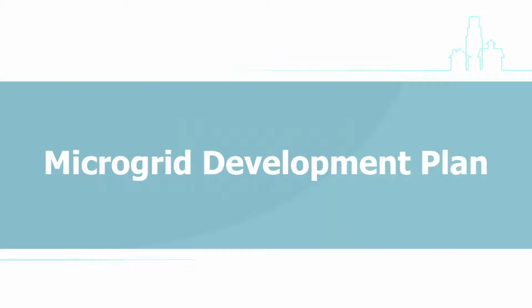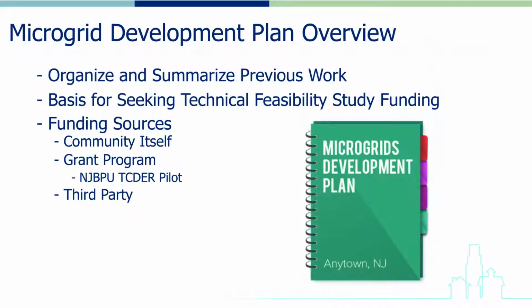The next and final phase of the planning process is to create a formal microgrid development plan. A successful community microgrid development plan will organize and summarize all the planning work done to date and will serve as the basis for seeking funding for a full-scale, audit-grade technical feasibility study.